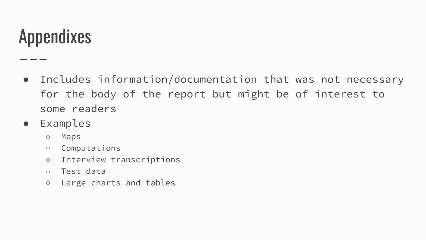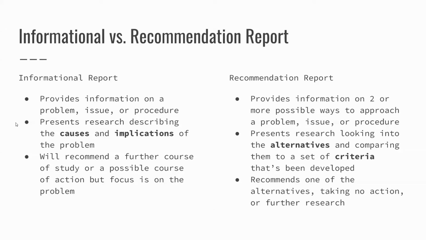And then you might have appendices or appendixes. The book says appendixes. That's where you would include information or documentation that wasn't necessary in the body of the report, but might interest some readers. So maybe you would include a very detailed map, or a series of pictures of an intersection, or computations you did, or interview transcriptions of the entire interview, or all the results of your survey data, large charts and tables, right? Anything that would be a whole lot of information that could be of interest to the reader, but that they don't necessarily need.